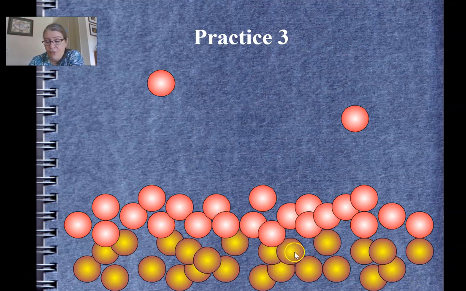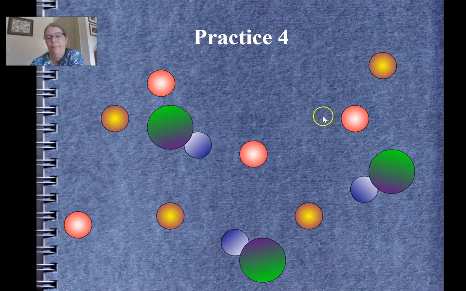And since I'm thinking mixtures, I want to think that fancy H word. And I look at this, and if I zoomed out, I could see a whole big strip here of these red element particle diagrams. So this is heterogeneous. Again, like I said, it has layers, oil and water. So here's practice number 4.